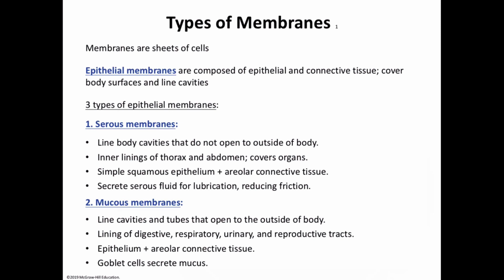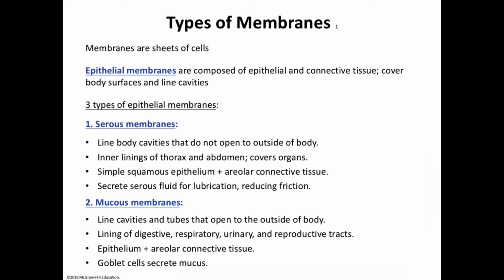So first, the type of membrane with the serous membrane. We did this back in the prior chapter. These line the body cavities by way of maybe the parietal peritoneum and the visceral peritoneum. And of course, between the two is that watery serous fluid that allows the lubrication to occur.